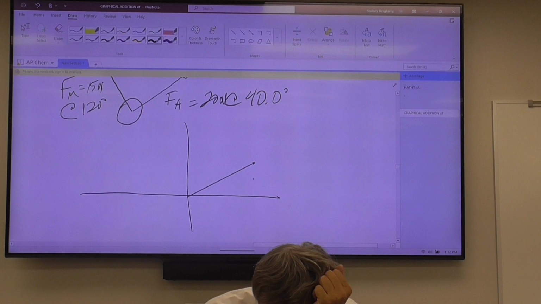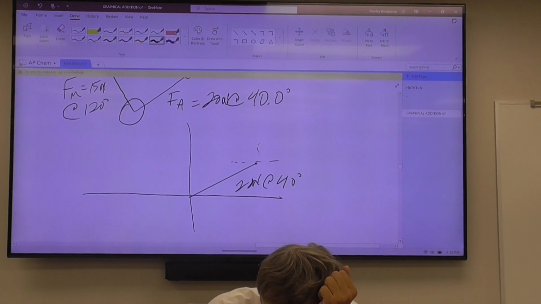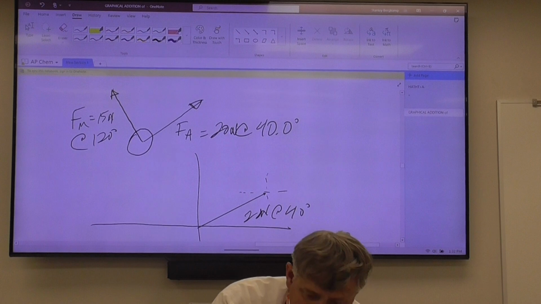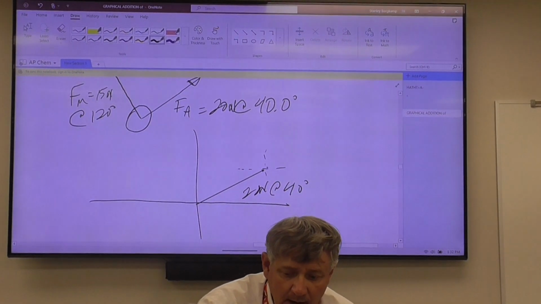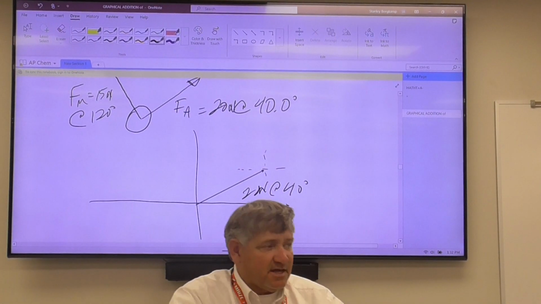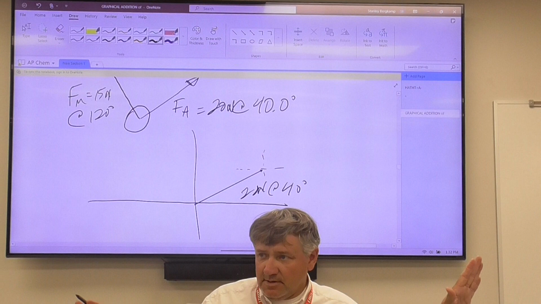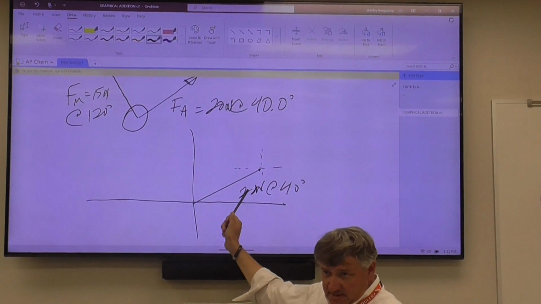So that's going to be 20 newtons at 40 degrees. Now, here's the story. This is the most critical thing. When I draw max force, that becomes a whole new X and Y coordinate system. It's like you're starting over from scratch. All that does is tell you where this vector ends.